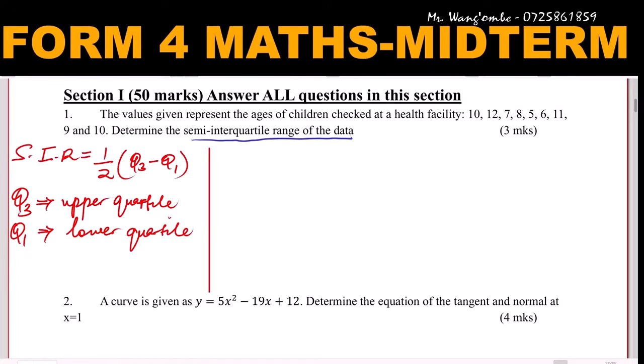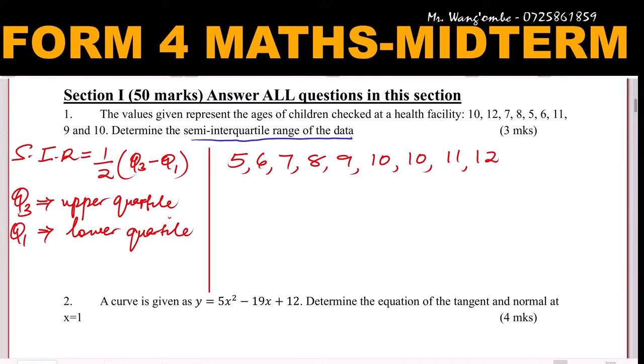What you need to do is simply arrange this data in ascending or descending order. Either would work, so I'll do it in ascending order. From the smallest, 5, we have 6, 7, 8, 9, then 10, and you can see the 10s are 2, and then from there we have 11 and 12. Confirm: there are 1, 2, 3, 4, 5, 6, 7, 8, 9. There are 9.